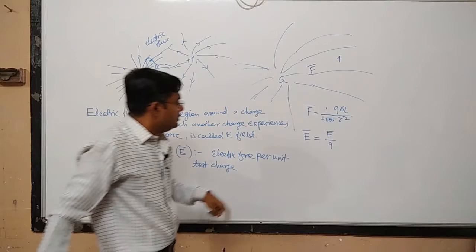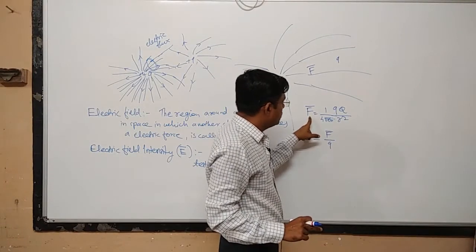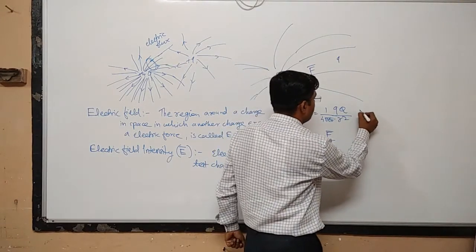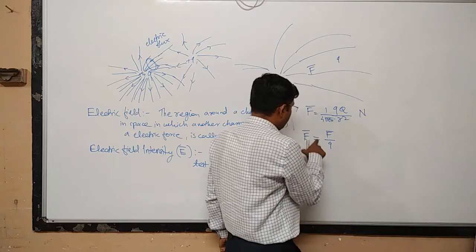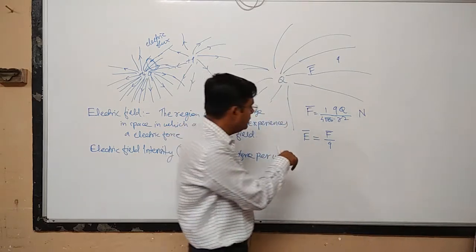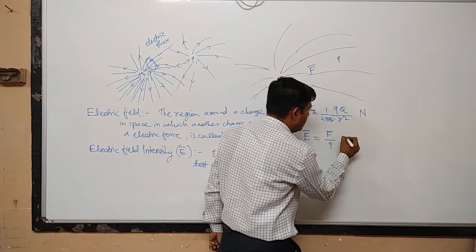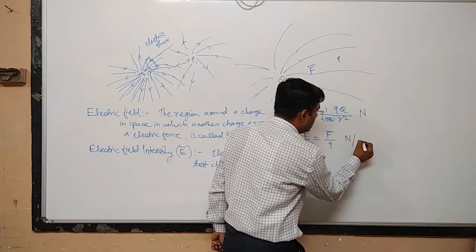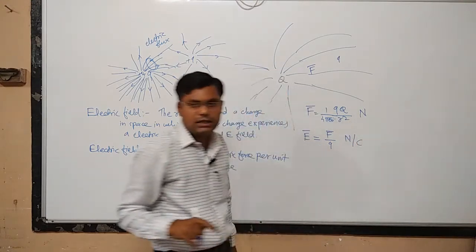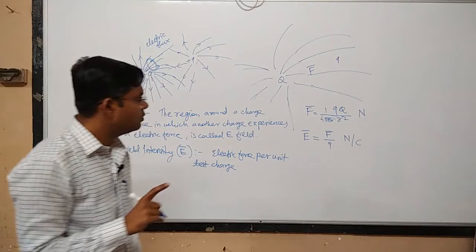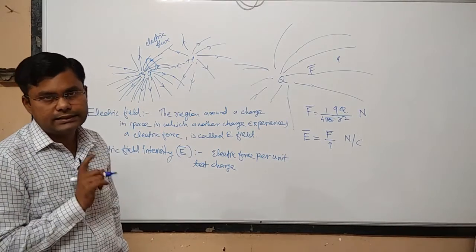Now what is the unit of this force? The unit of this force is Newton. What will be the unit of electric field intensity then? The unit of electric field intensity will be Newton per Coulomb, because the unit of charge is Coulomb. So Newton per Coulomb is the unit of electric field intensity.